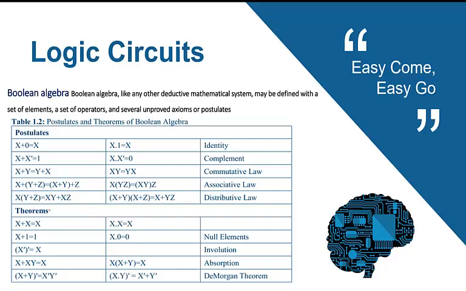Also, we have theorems here. If I have, for example, x or 1, I will get 1. If I have x and 0, I will get 0. And if I have x prime and x prime has a prime also, I will get the basic x.